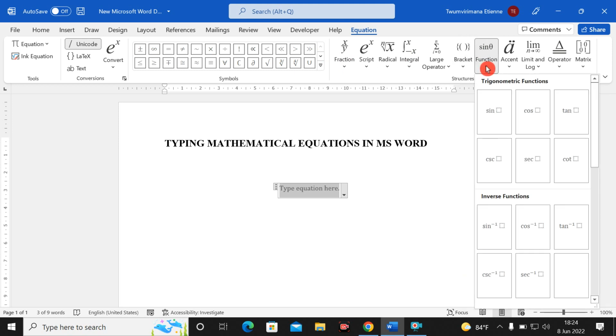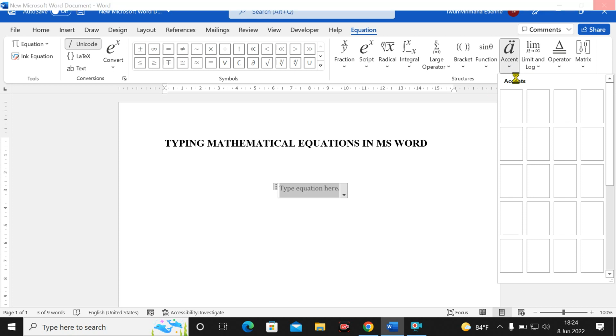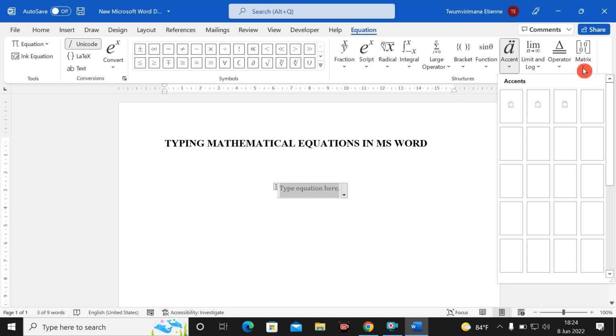Once we want to type trigonometric functions, you just click here. And here you have sine, you have cosine, we have tan. This is the tangent function, and this is cosine, cosecant, and here we have secant function. And now here we have accent. Once we want to type numbers or functions with accent, you see here we have accent, and next to it we have limits. You see there we have operators, we have limits, we have everything here.